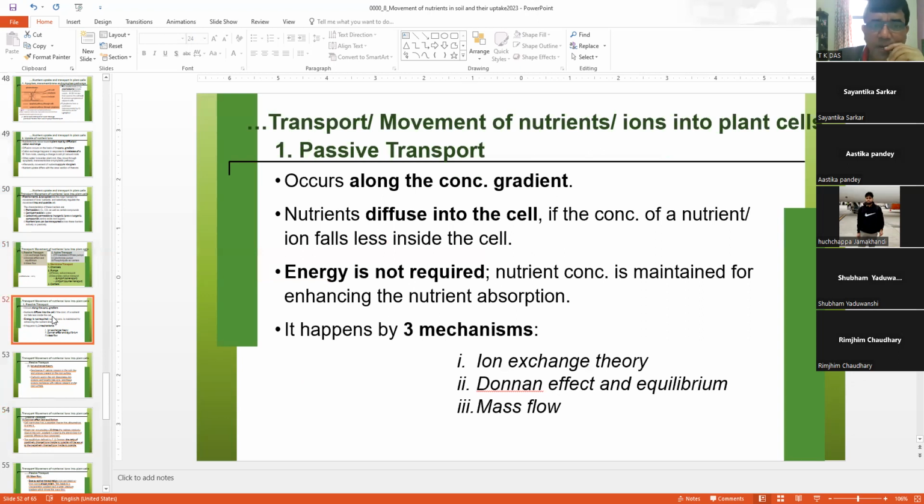Now, passive transport occurs along the concentration gradient, which means from higher concentration to lower concentration. Nutrients diffuse into the cell. If the concentration of a nutrient ion is lower inside the cell, then they can diffuse. Energy is not required. Nutrient concentration is maintained for enhancing the nutrient absorption. It happens by three mechanisms: ion exchange theory, Donnan effect and equilibrium, and mass flow.